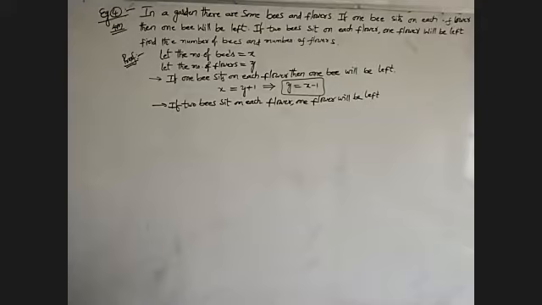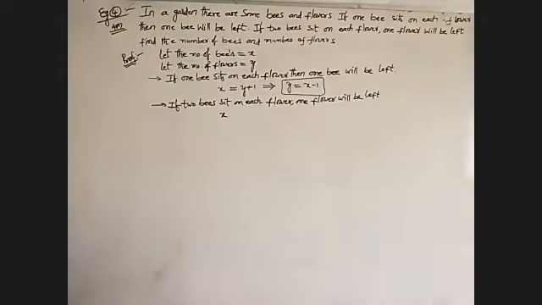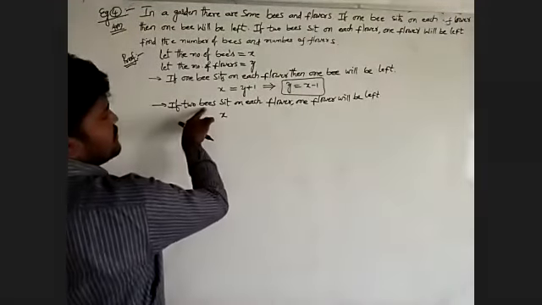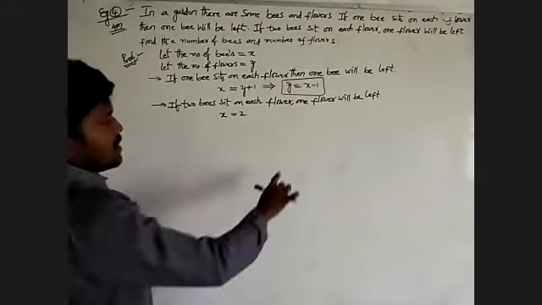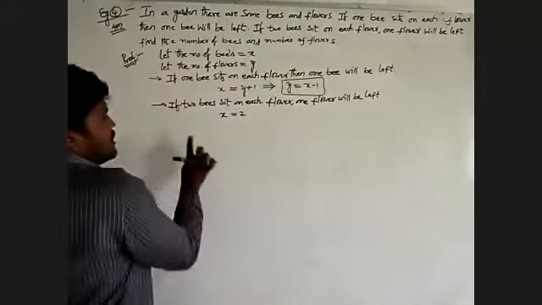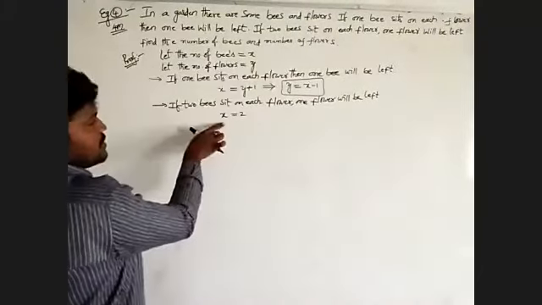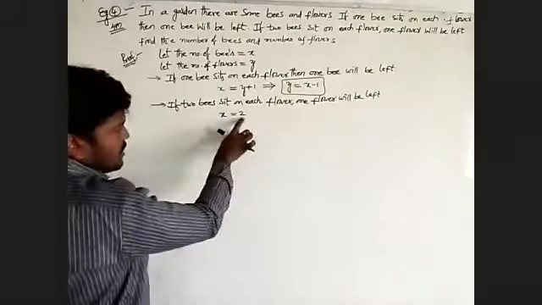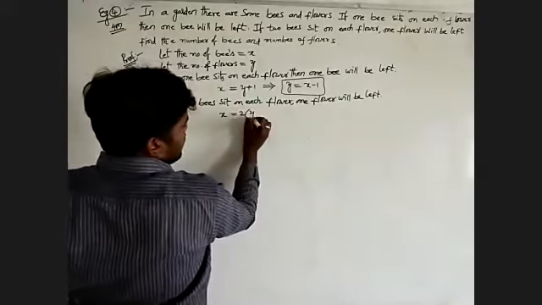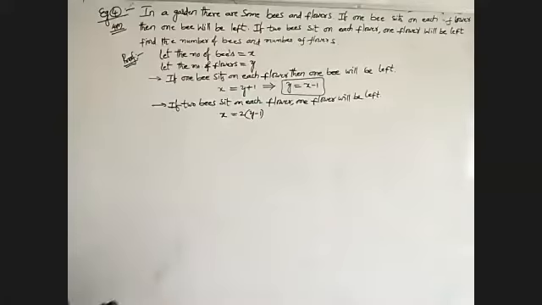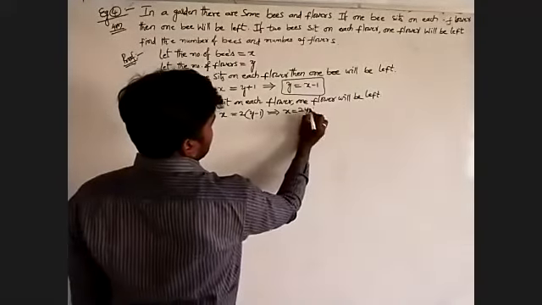That means here bees we have to take x. Once again I will explain. If two bees sit on each flower, bees we take x. Two bees means 2 into, and one flower will be left means y minus 1. Then this implies x is equal to 2 into (y minus 1), that is x is equal to 2y minus 2.